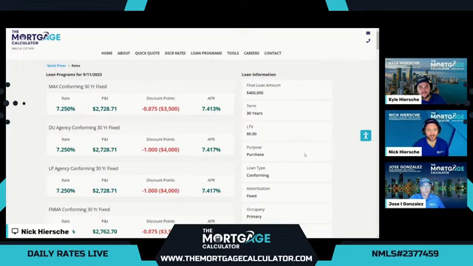Woohoo! Going down. Great, right? So we love to see it go down. So this is lower than it was last week, which was a touch lower than it was the week before, which was the peak rates that we saw here.